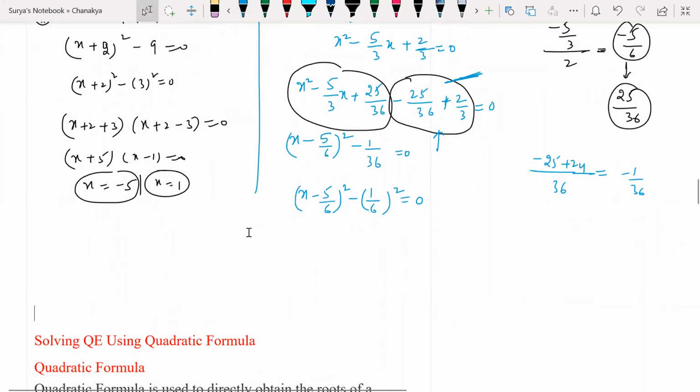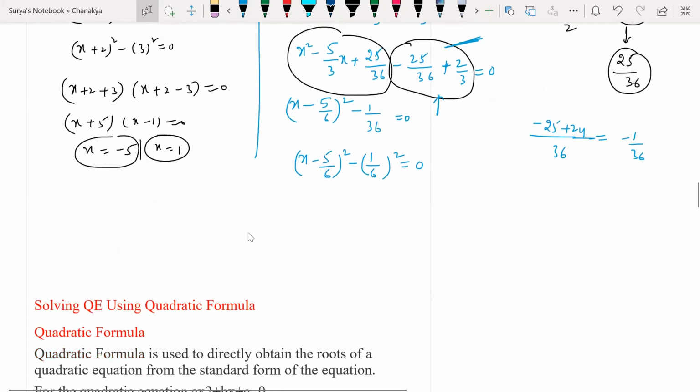Now look at this here. So this can be written as what now? A square minus B square. So A plus B into A minus B is equal to 0. Correct or not? Any doubts? No, sir. Very good. Next.